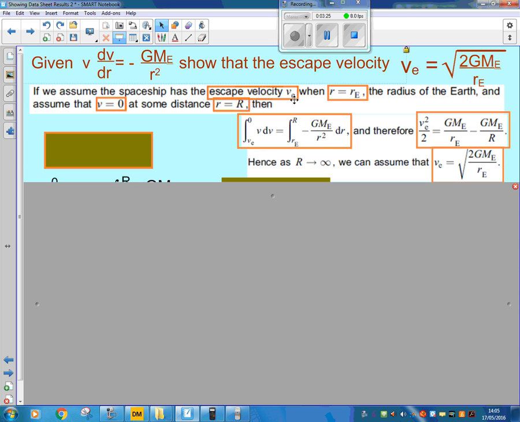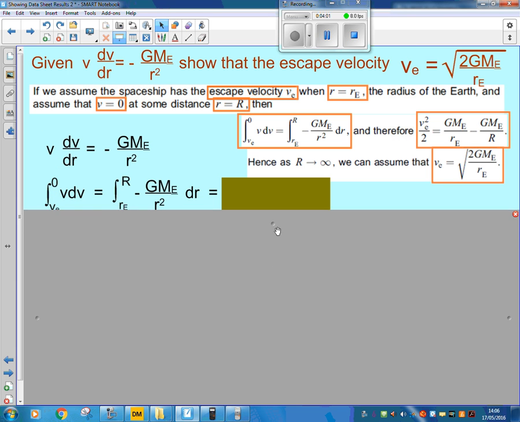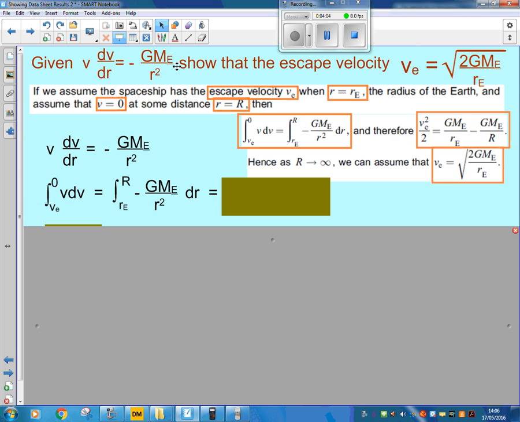So our escape velocity is VE, RE is the radius of the Earth, and we're assuming that the velocity v is 0 at some distance away from the Earth. So basically, the spaceship might be driving off very fast, but eventually it's going to reach a position where it stops altogether, and that's going to be when you've got to a distance r away from the Earth. And then it's saying that we can show these things here, and we will gradually work out each of these statements from it. So the first one, we are told that v dv dr is minus g me over r squared. That's our starting point.